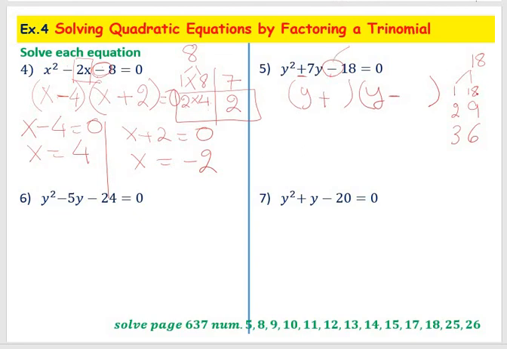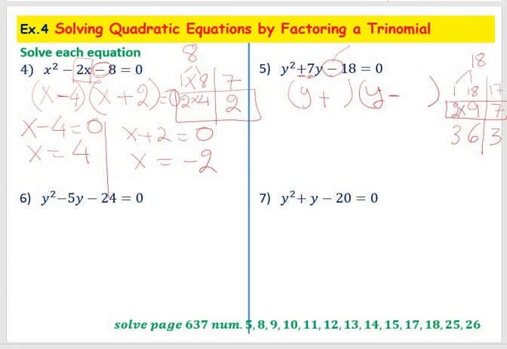Then 18 minus 1 is 17. 9 minus 2 is 7. And 6 minus 3 is 3. Here I have 7, so I'm going to use this one.